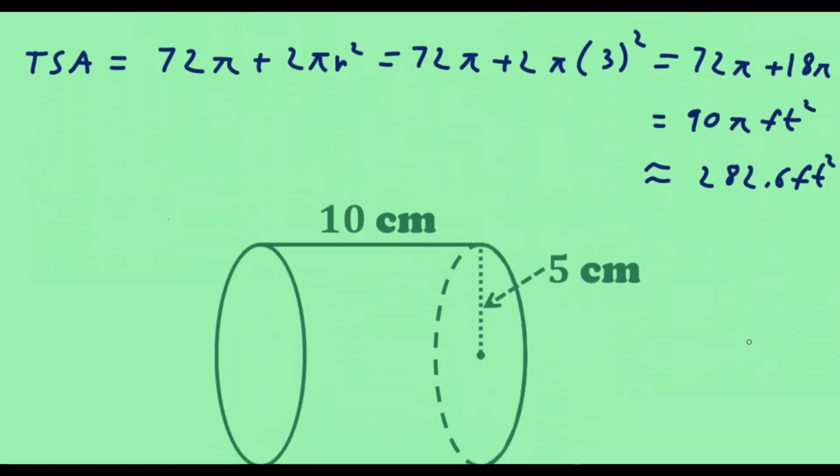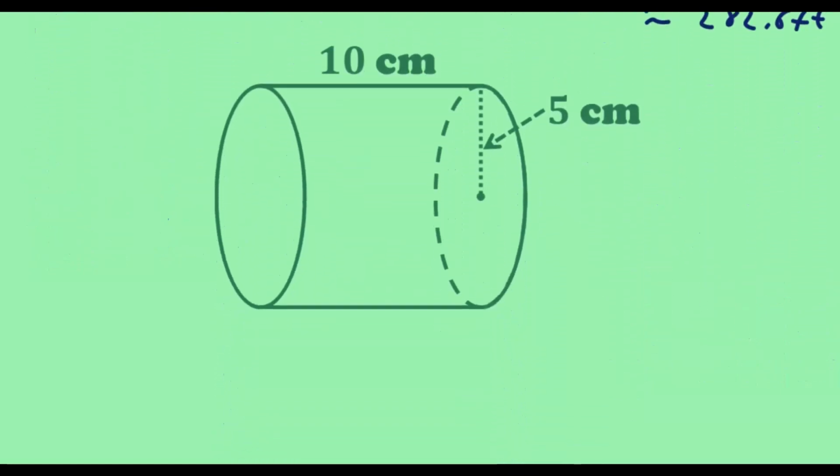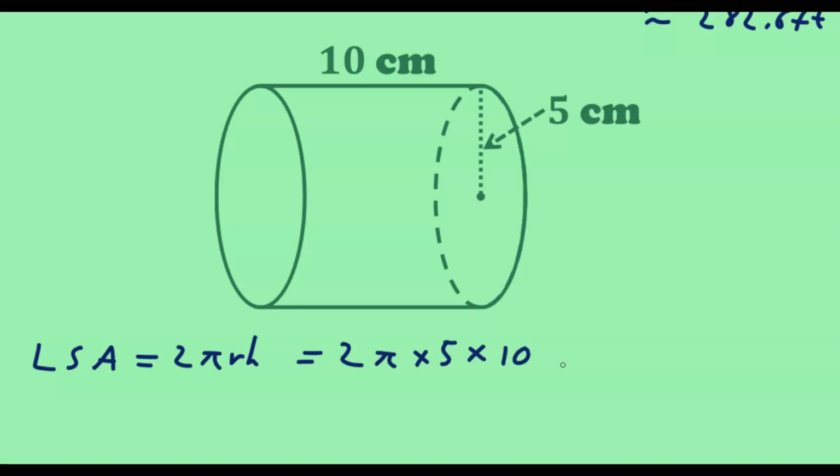Let us consider this next cylinder over here. We can see that the radius of the cylinder is 5 centimeters and the height is 10 centimeters. So first of all, let us determine the lateral surface area. This is equal to 2 pi rh. So we have 2 pi times the radius, which is 5, times the height, which is 10. And 2 times 5 times 10 is equal to 100. So we have 100 pi.